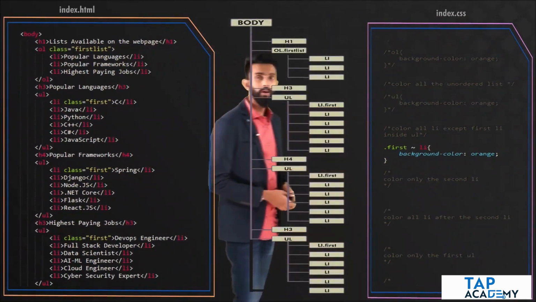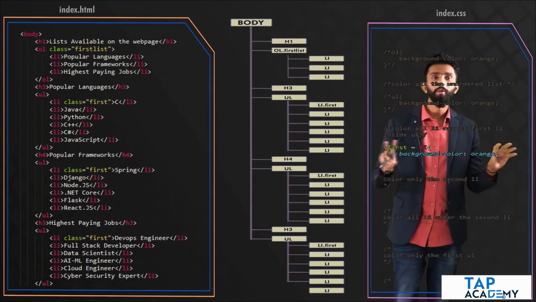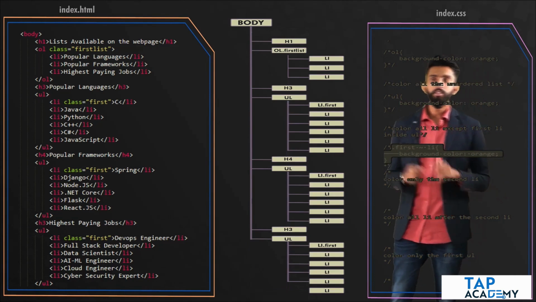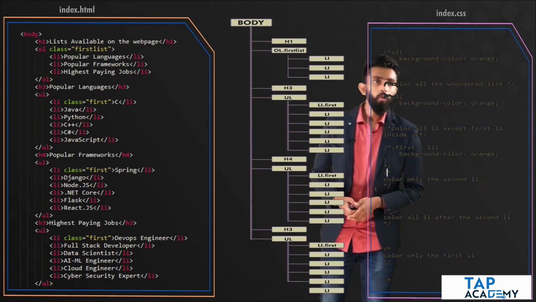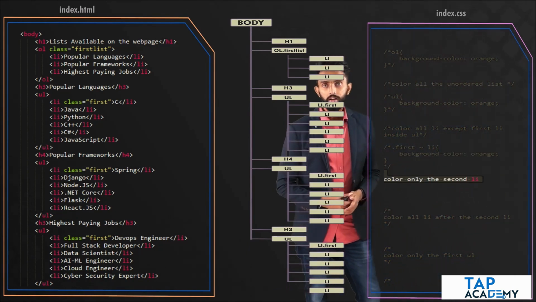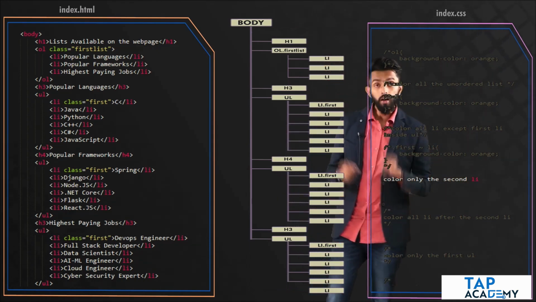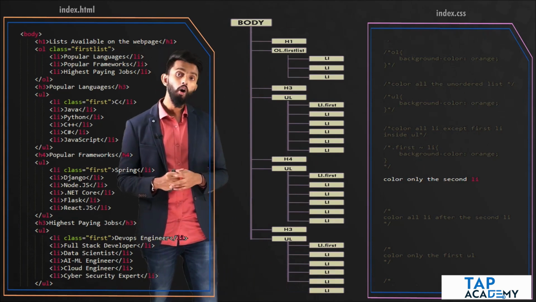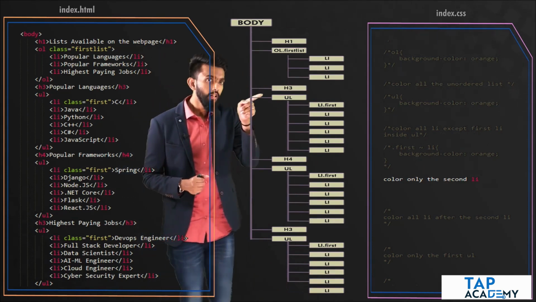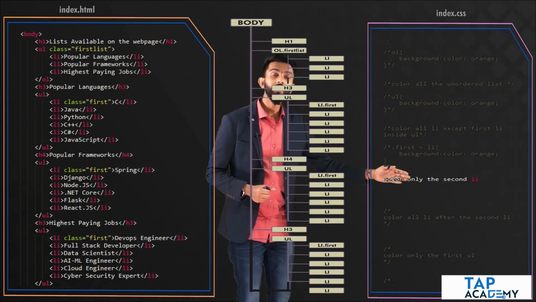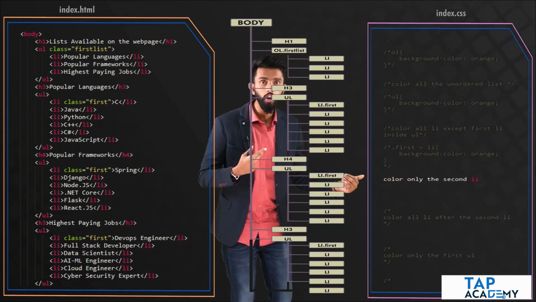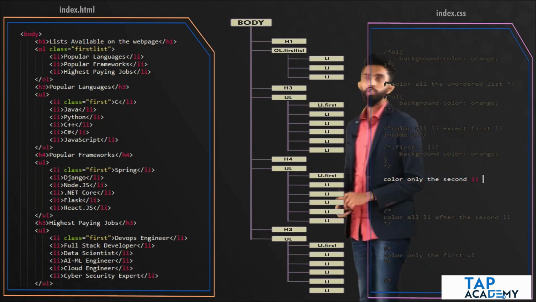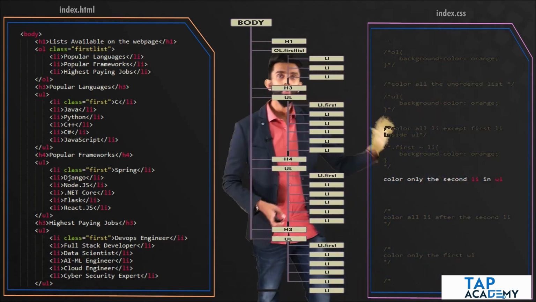Now the next expectation is, look at this, let me go comment this. If I comment this and uncomment the next one, what is it saying? Color only the second li. How am I going to do that? Which means, see, this is my, again, color only the second li in what? Ordered list or unordered list? Let us make it crystal clear. I will tell in ul. So that we know it is unordered list.